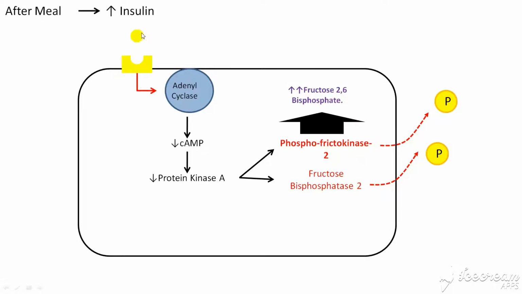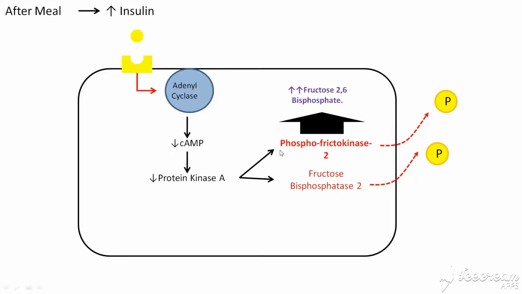Now, on a cellular level, what happens is that after a meal, of course, someone's insulin level is going to increase. Now, when insulin binds to its receptor, it's actually going to inhibit adenyl cyclase, and this is going to lead to a decrease in cyclic AMP and a decrease in protein kinase A. Now, protein kinase A is an enzyme that phosphorylates everything. So if you have a decrease in activity, that means it's going to lead to the dephosphorylation of other enzymes.